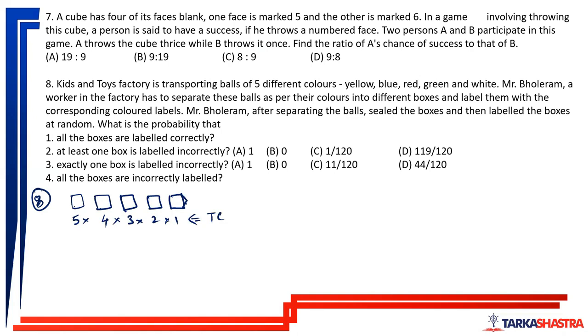Now, what is the probability that all the boxes are labeled correctly? So probability of all correct: favorable case is 1. Total number of cases is 120. So this was the first part of 8. All boxes are labeled correctly. That is only one case. You cannot have multiple cases where all the boxes are labeled correctly. Next, second part: at least one box is labeled incorrectly.